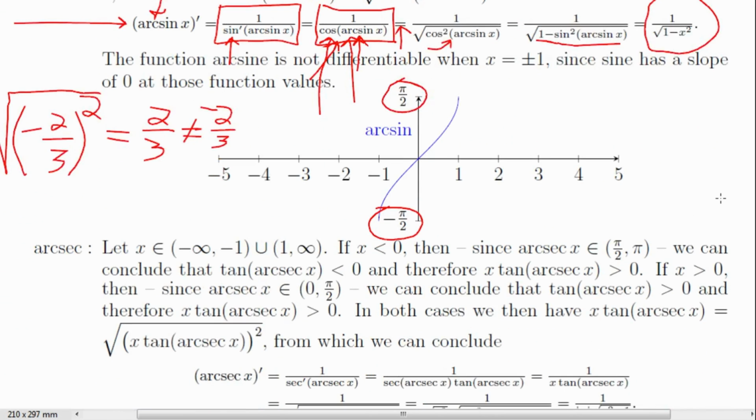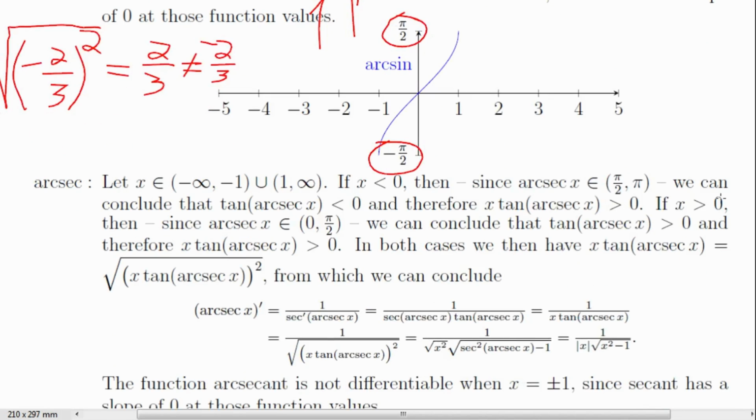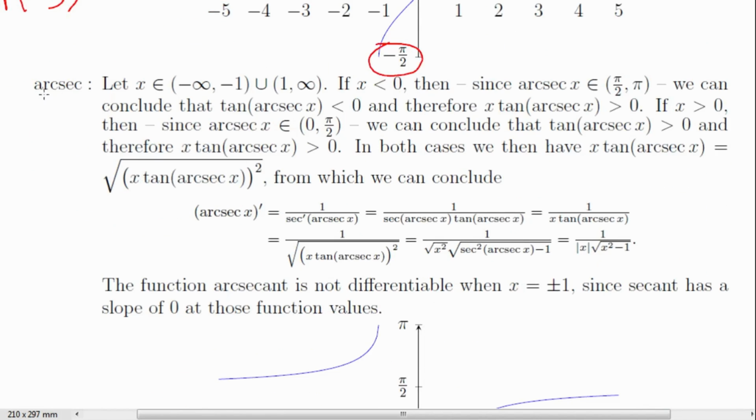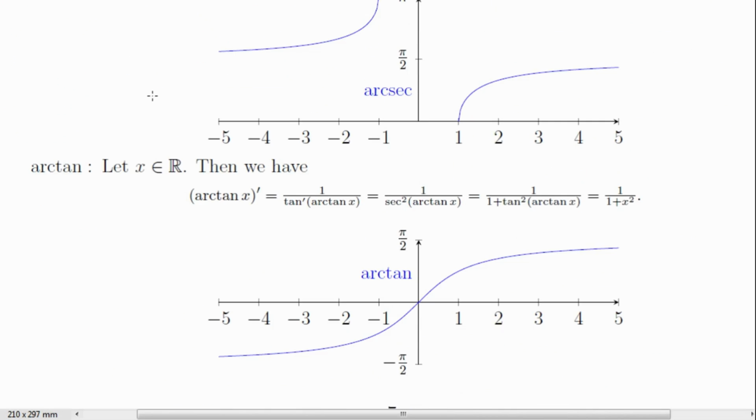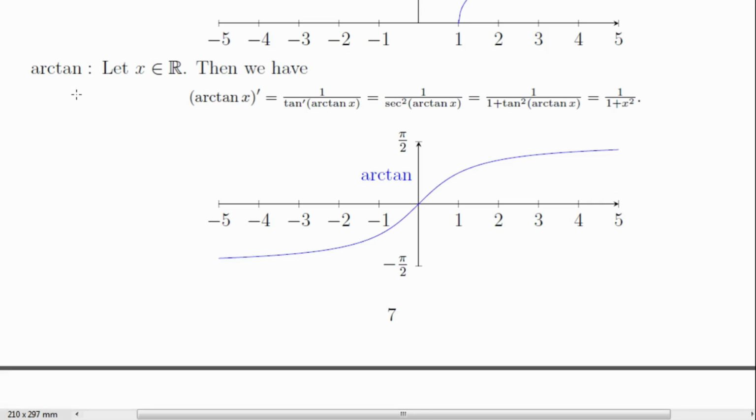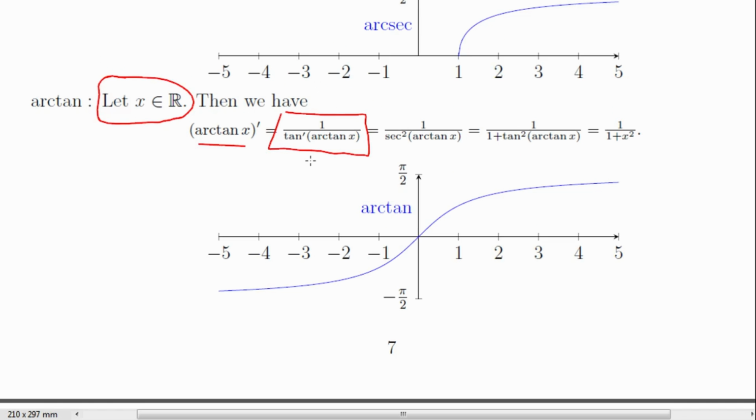So now let's move on to the next proof, but let's skip over arcsecant for now because that's a bit of a difficult case. Let's move on to arctangent, which is quite simple. So we start out with some real number x. It turns out there is this time no point at which there's not a derivative. And we start out again by just subbing in to the formula that we had above.